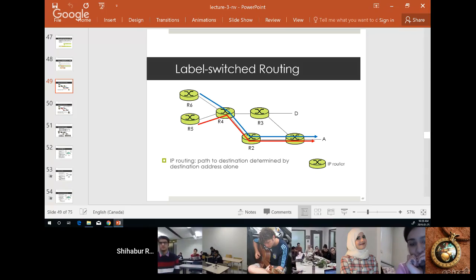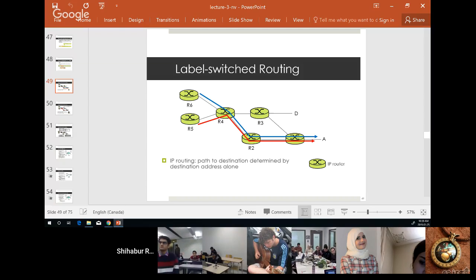Router 6, in order to forward the packets to destination A, is going to send them to router 4. Router 4 is going to look up the routing table, again based on the destination IP address, and say that for destination A, the next hop should be router 2. So router 4 will send the packet to router 2.